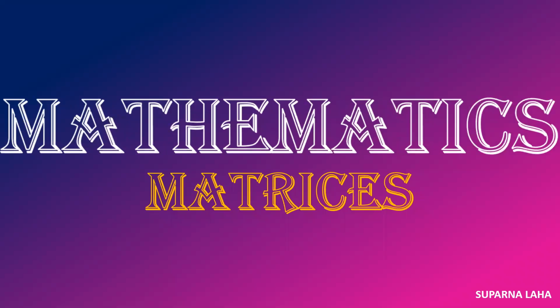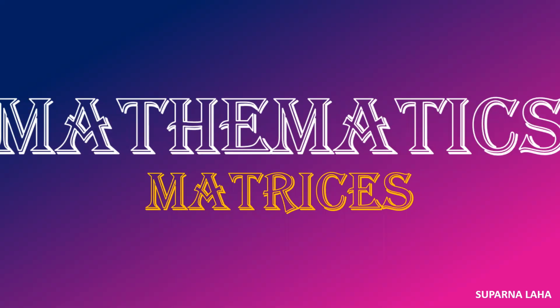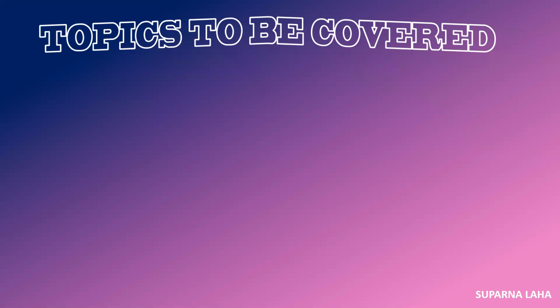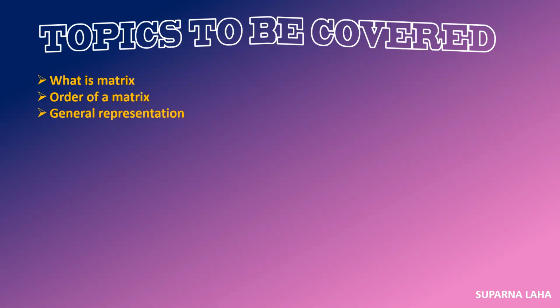So today we will discuss a new chapter, that is matrices. In this chapter we need to cover these topics: what is a matrix, what do you mean by matrix, what are the representations, then the order of the matrix and the general representation of a matrix, and then types of matrices, how many types there are, and their properties and representations.